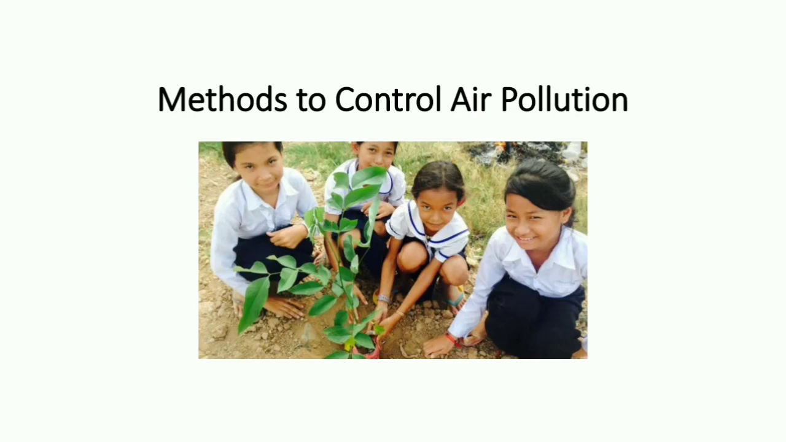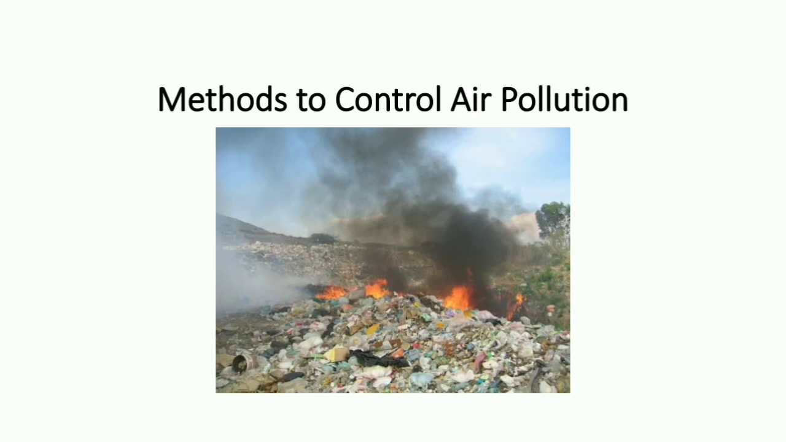Plant more trees, that is, do afforestation. Undertake more Van Mahotsav-like programs, normally celebrated every year in the month of July. Enforce strict anti-pollution measures, with regular monitoring of air quality by the government and other agencies at various locations. Avoid the burning of dry vegetable waste. Collect it in a pit and make compost. If we try to burn the waste in an open area, then black smoke is released, which causes a large amount of air pollution.